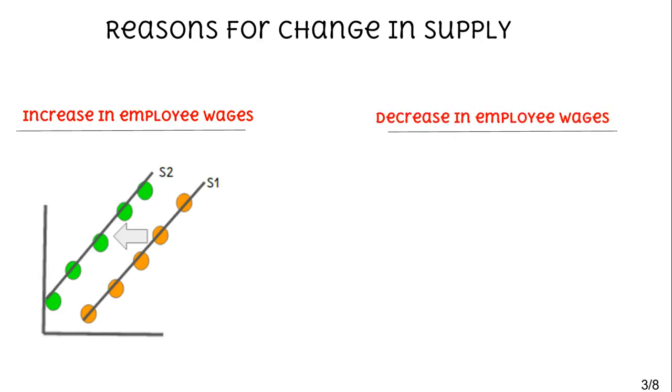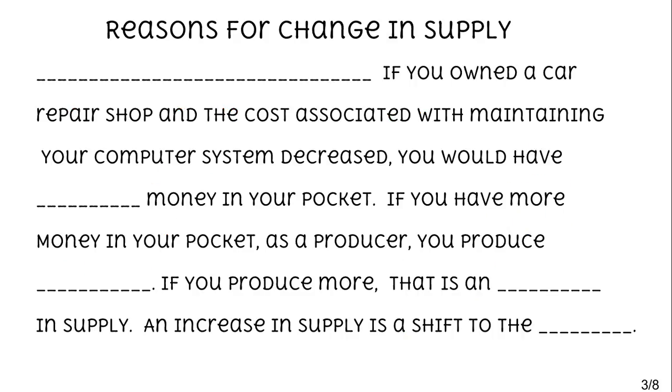All right, so now if I either had to lay some workers off or I cut their wages, but remember, I can't cut it below minimum wage, so I'm paying less money out to my employees. Do you think I, as a producer, have more money or less money in my pocket? Hopefully you said I have more money in my pocket. And if I have more money in my pocket, I can afford to produce more. And if I can produce more, that's an increase in supply. So if that's an increase in supply, that is a shift to the right.